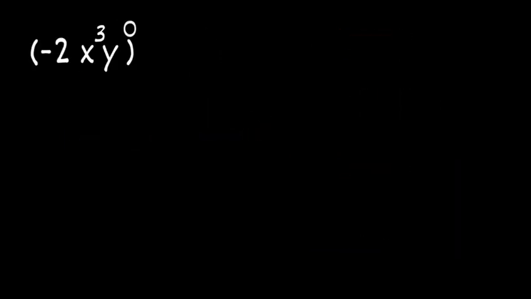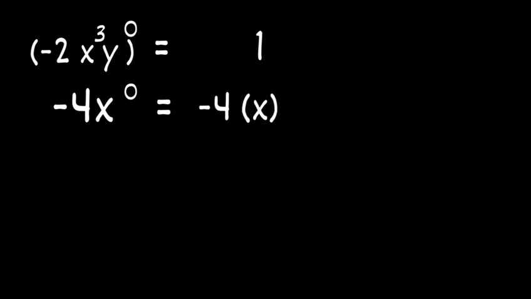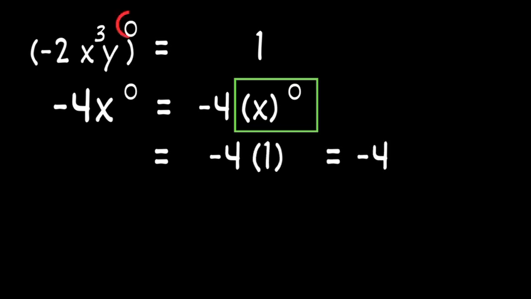What is negative 2x cubed y raised to the 0 power? What is that equal to? Anything raised to the 0 power, keep in mind it's 1. Now what about negative 4x to the 0 power? What is that equal to? You need to realize that this is negative 4 times x raised to the 0 power. This 0 only applies to x, so this portion highlighted in red, that's equal to 1. So it's negative 4 times 1, which is negative 4. So anything that's affected by the 0 exponent will become a 1. Anything outside of that is unaffected.